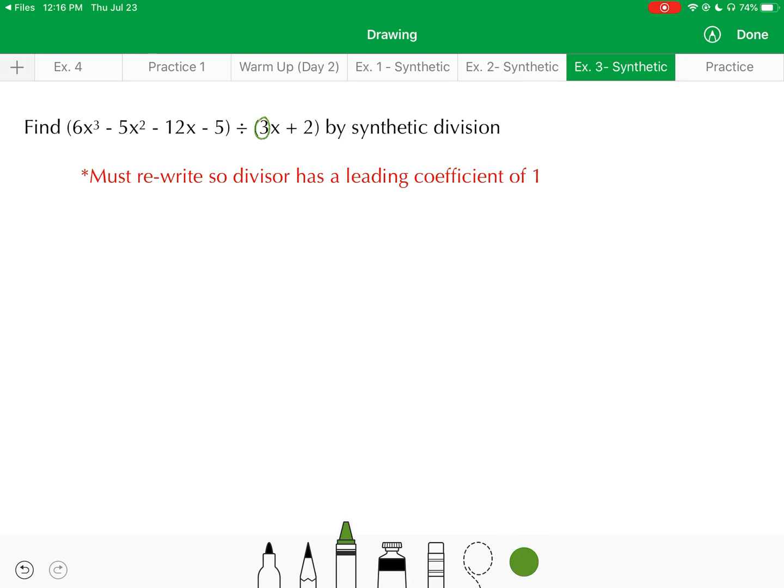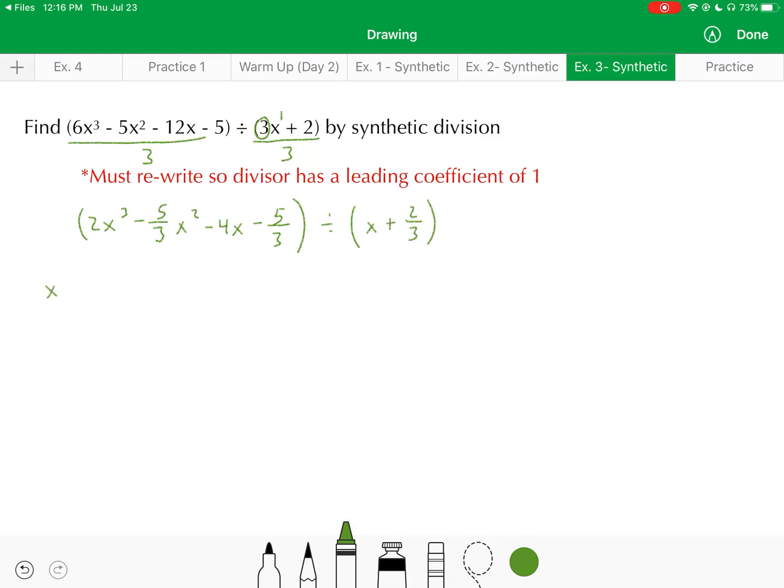Okay. Now that doesn't mean we can't use it, because at least we still have x being raised to the first power here. It's just I have to account for that 3 first before I can use synthetic division. How I account for it is I simply divide both the divisor and the dividend by 3, and I rewrite the problem. Okay, so that's going to lead me to 2x cubed minus 5/3 x squared minus 4x minus 5/3 divided by x plus 2/3.